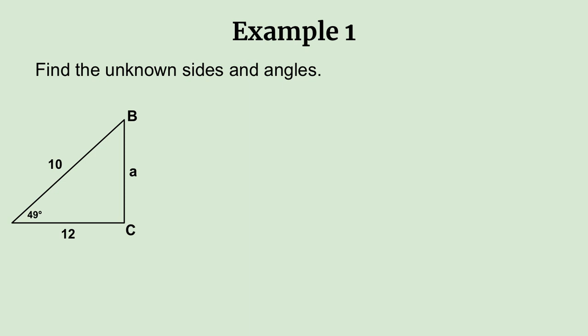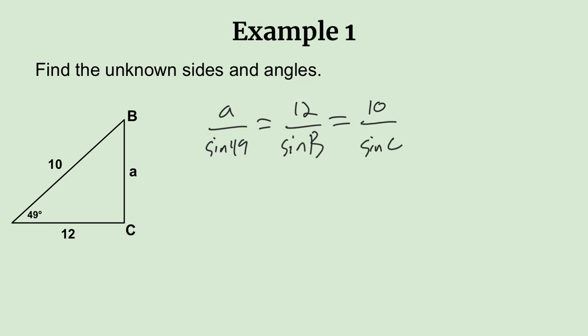So on this one, if we set up the whole thing, we'd have a over sine of 49 equals 12 over sine B equals 10 over sine C. And because each of these has a variable, you can't solve this triangle. A little bit of a trick question. Because I tried to solve it. And so that's what you've got to be careful of.